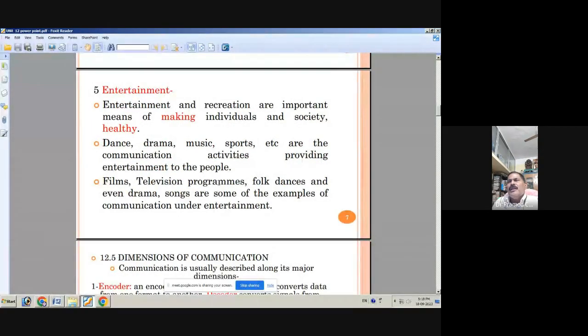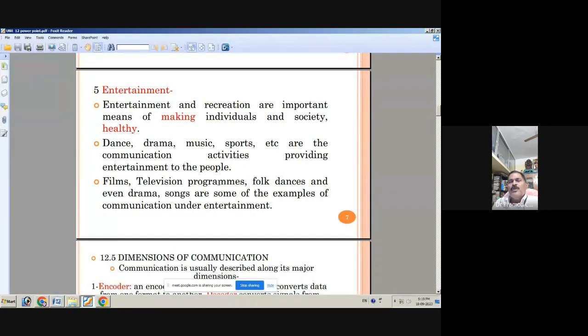Another function is entertainment. Sometimes we are laughing, sometimes we are dancing, sometimes we are also playing with our friends. When we are living in the society, at that time we give emphasis on entertainment and recreation. Entertainment and recreation are very important means through which we can make the society healthy. Because you know that when we are playing with our mates, then automatically we develop relationships with them.